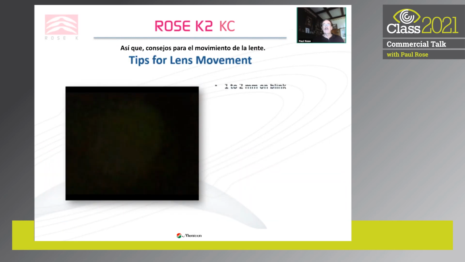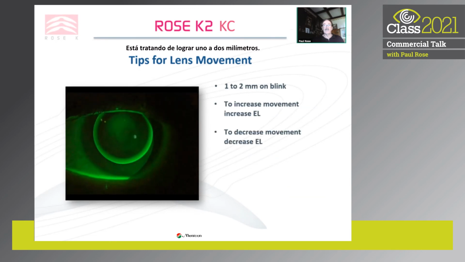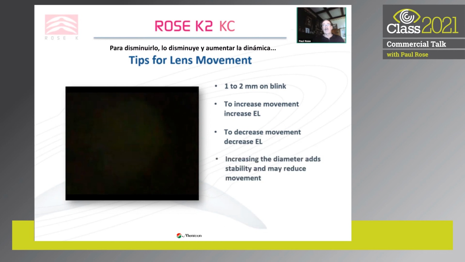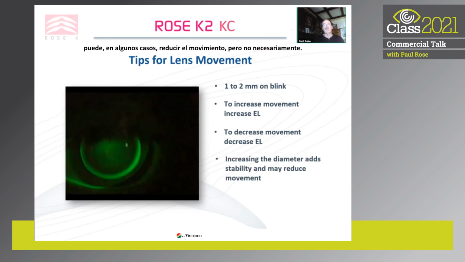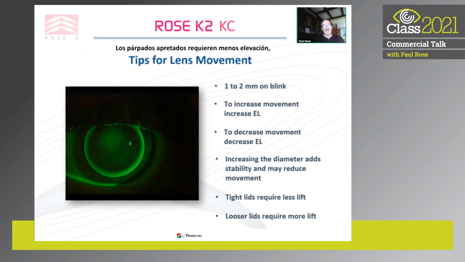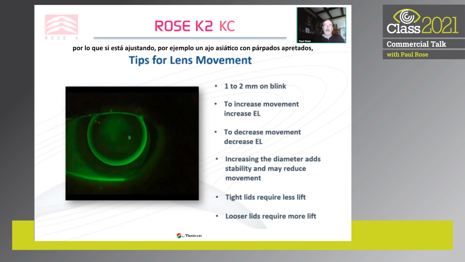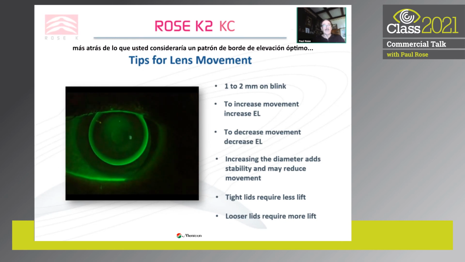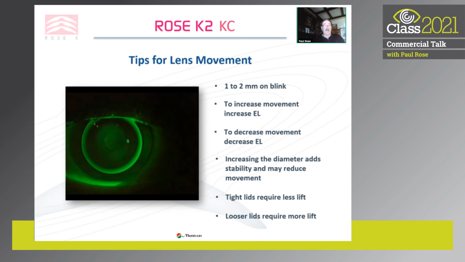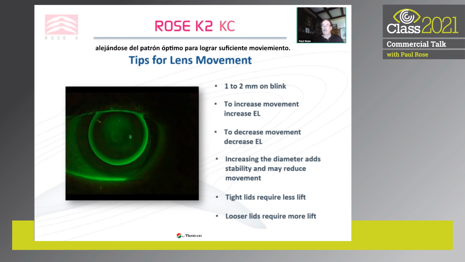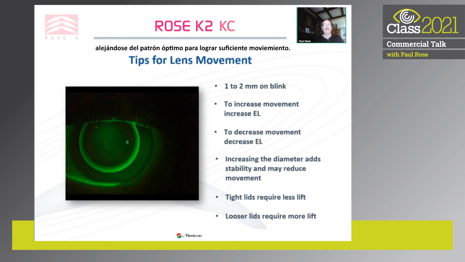So tips for lens movement, you're trying to achieve 1 to 2 millimeters. To increase it, you increase your edge lift. To decrease it, you decrease it. And increasing the diameter can in some cases reduce the movement, but not necessarily so. Tight lids require less lift. So if you're fitting, for example, an Asian eye with tight lids, you may have to shut the edge lift pattern down more than what you would consider an optimum edge lift pattern. And for example, if you have very loose lids, you may have to open the edge lift up away from the optimum pattern to achieve sufficient movement.